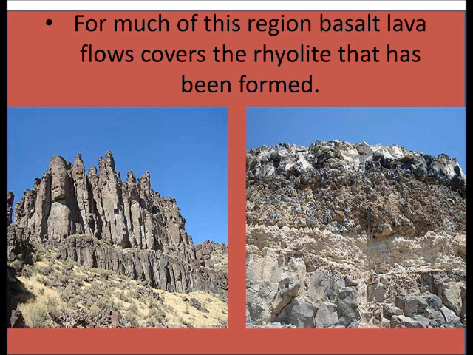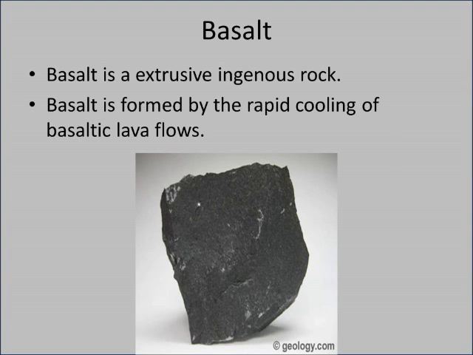For much of this region, basalt lava flows cover the rhyolite that has been formed. In these photos, basalt columns are visible on the left and pillow basalt is visible on the right. Basalt. Basalt is an extrusive igneous rock. Basalt is formed by the rapid cooling of basaltic lava flows. Basalt was formed in the Owyhee area by lava flows that occurred after that of the rhyolite. Thus they are placed on top of the rhyolite.